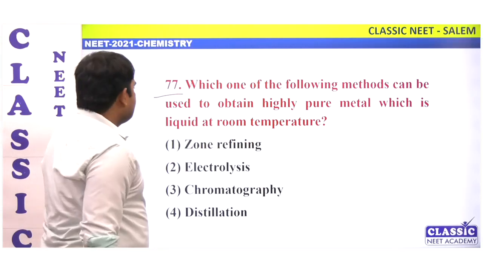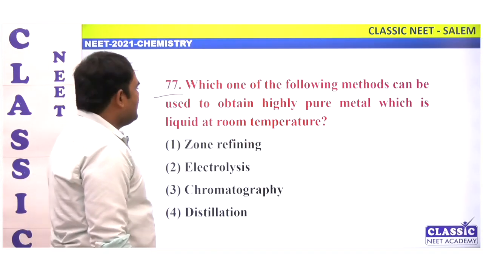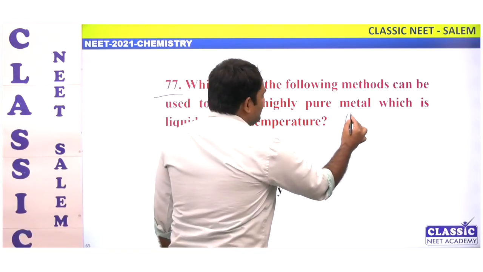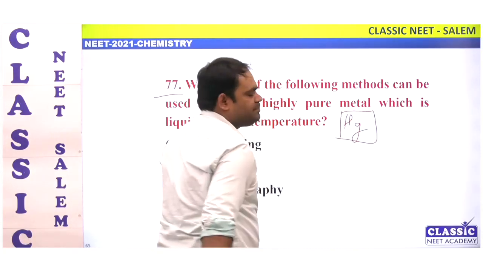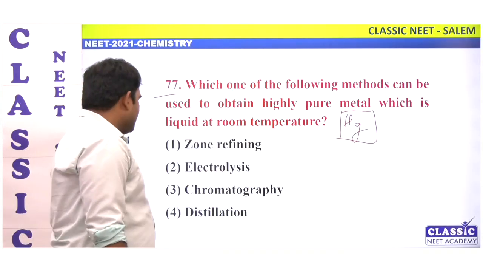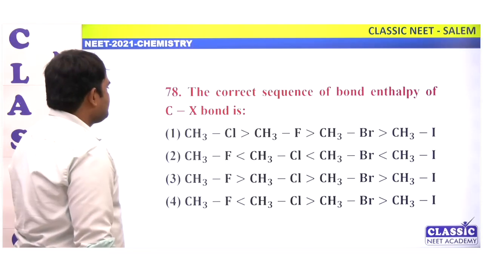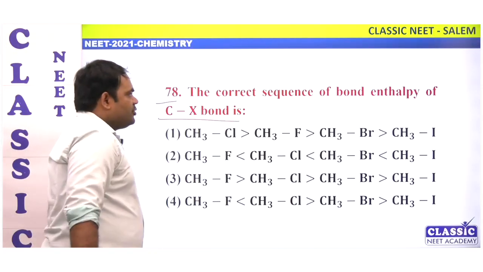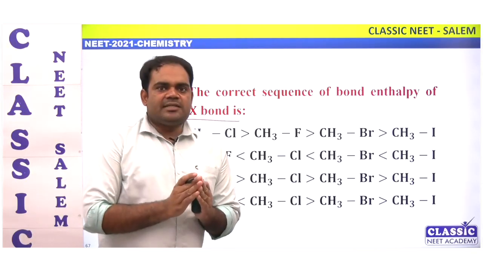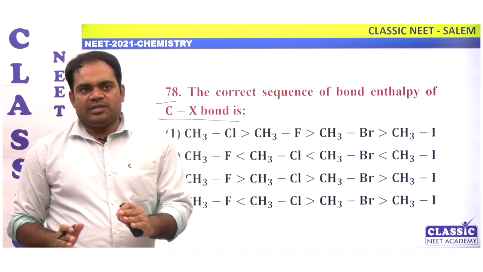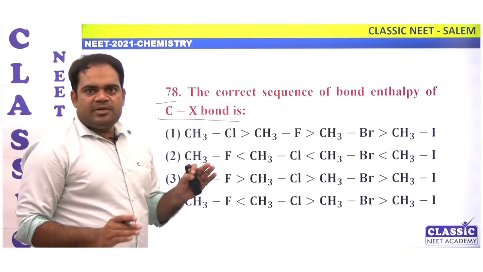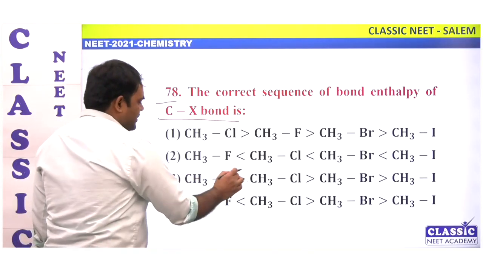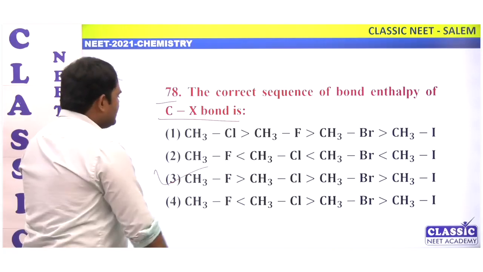Which one of the following methods can be used to obtain highly pure metal which is liquid at room temperature? Which metal is liquid at room temperature? That is mercury, Hg. So we purify it by the distillation method. Here it is asked for the correct sequence of bond enthalpy of the C-X bond. It depends on the size of the halogen. By increasing the size of the halogen element, bond strength will decrease. So which one is correct here? This one, so the third one is our correct answer.